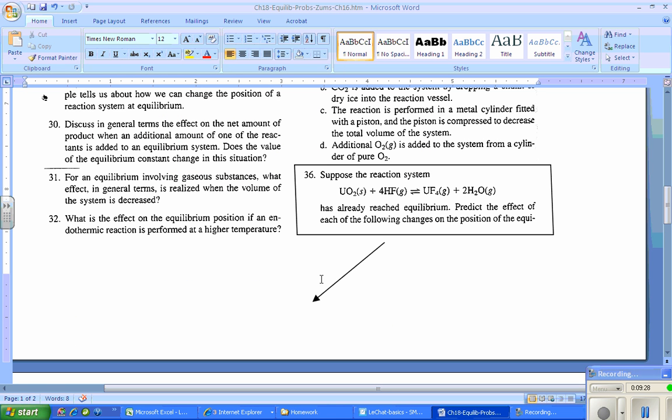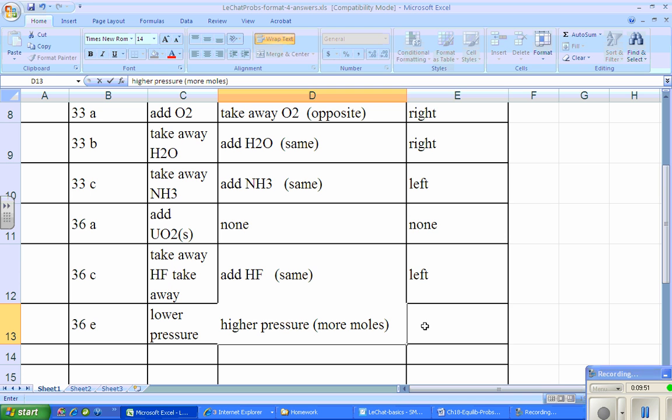And so we have to look at this equation carefully and see how many moles are on each side. So we count the coefficients on the left. We have 1 plus 4 makes 5 on the left. And on the right, we have 1 plus 2, which is 3. So more moles is over here on the left side. So to get more moles, LeChat is going to shift left.